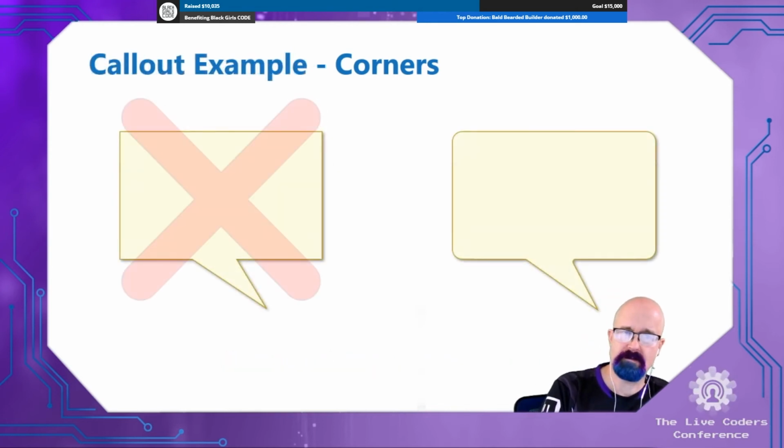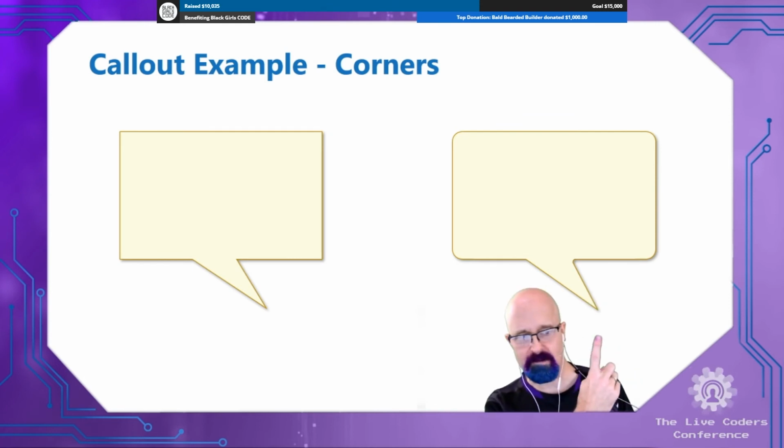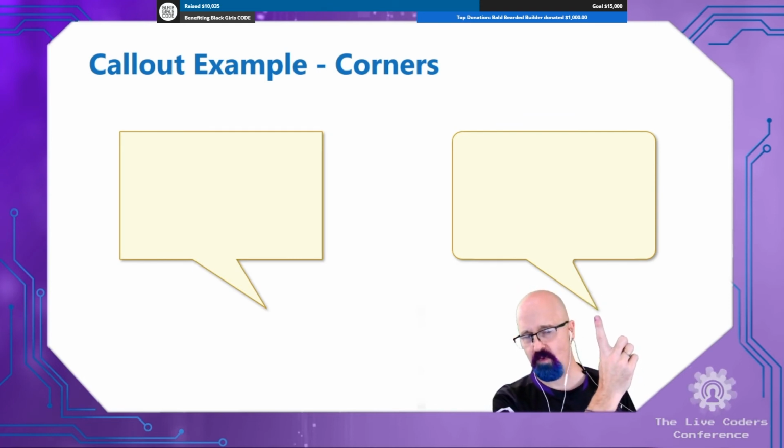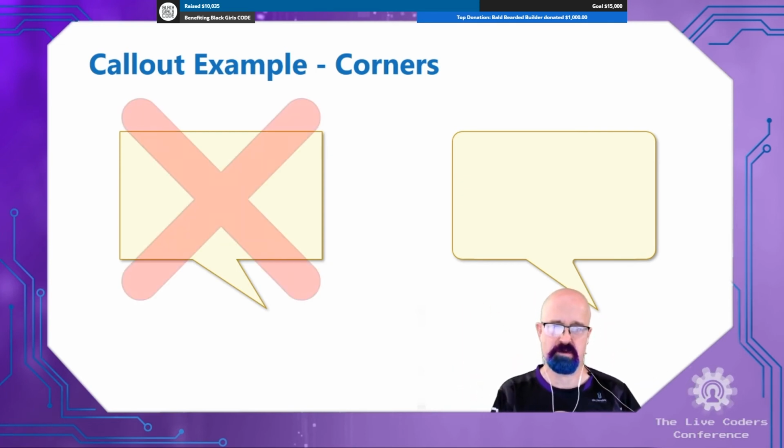Rounded corners are better. Here's an example of a callout. My salient point, that's the important point I want. I want to point to the information. That's where I want my point. I don't need it around the edges. So this is the right way to do it.